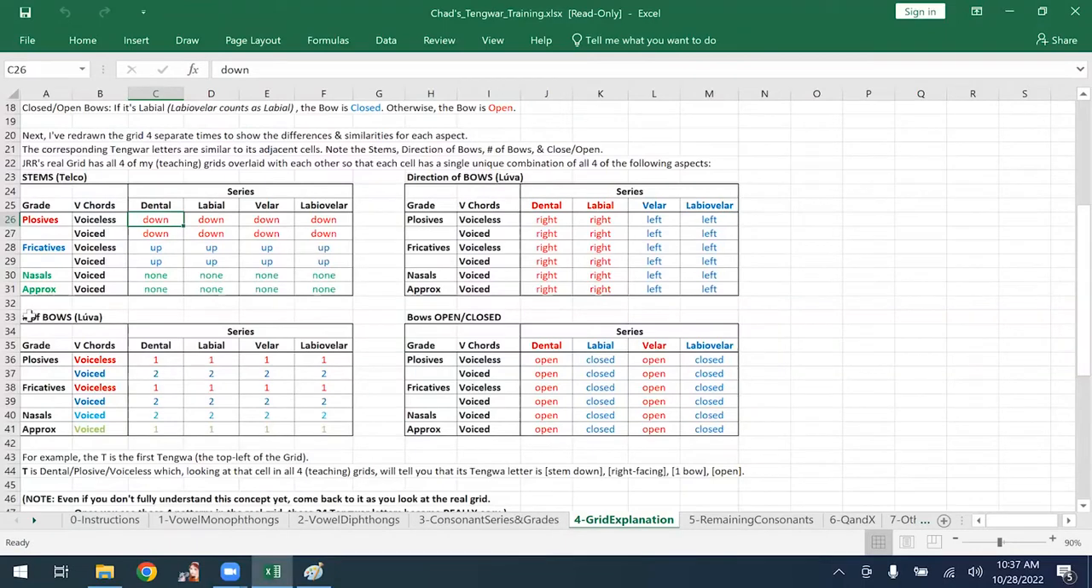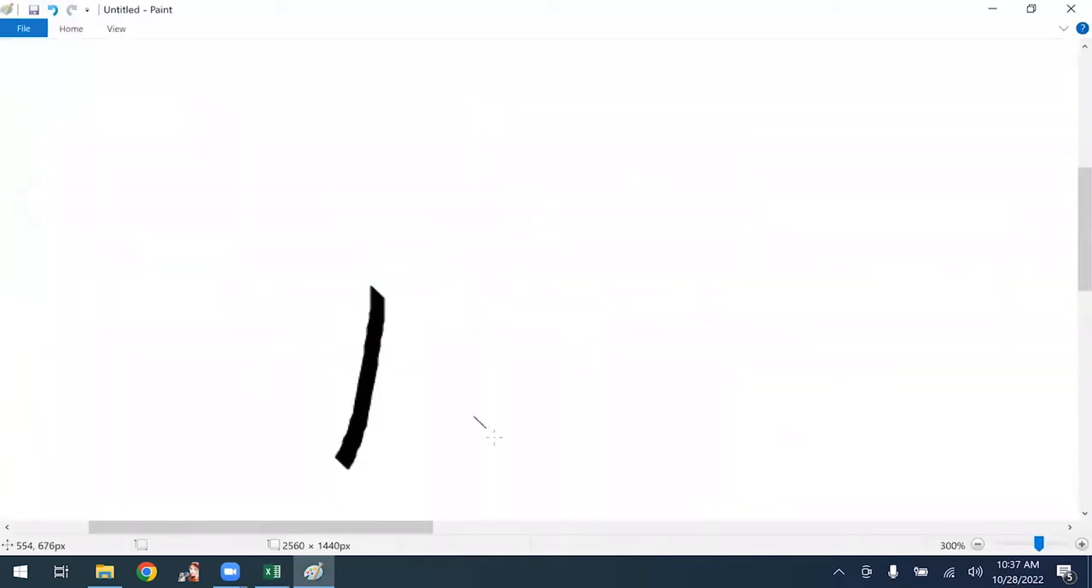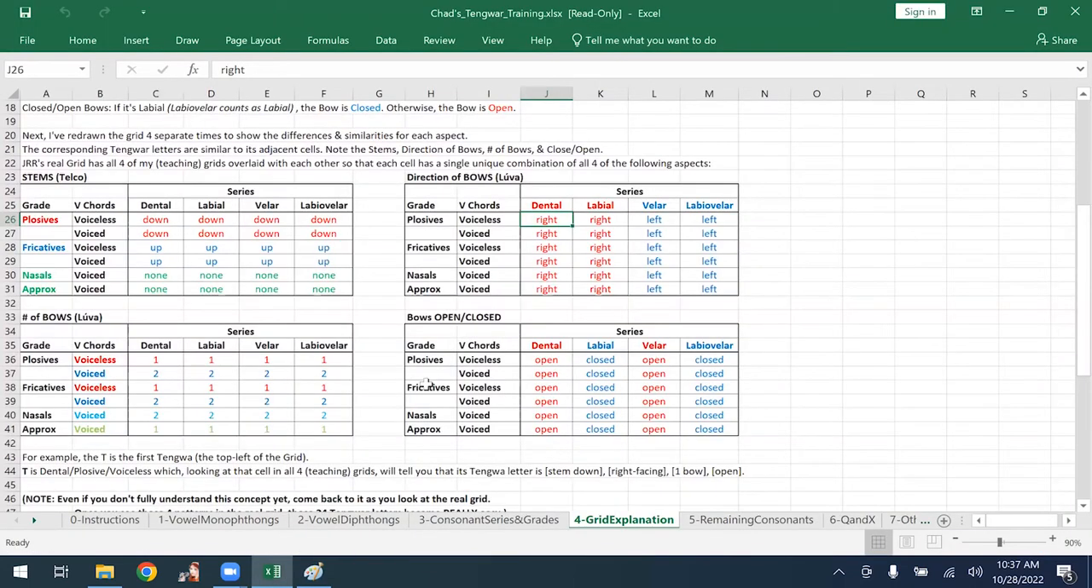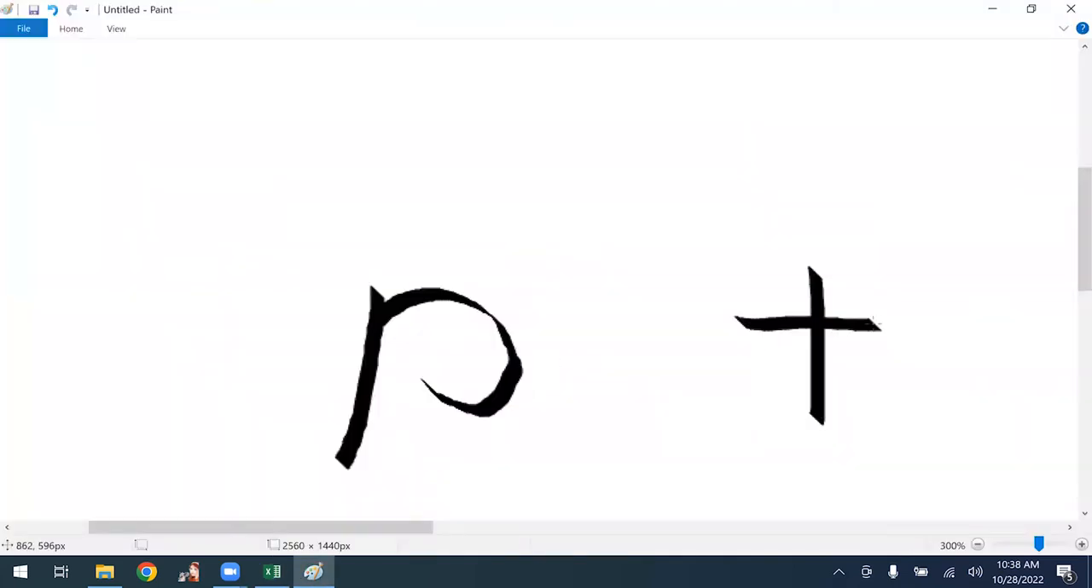Then, how many bows does it have? A bow is a luva. So dental, plosive, voiceless, it has 1 bow. And the bow for a dental, plosive, voiceless goes to the right. So it's 1 right-facing bow. Now the last thing, is the bow open or closed? Dental, plosive, voiceless is open. That means we're finished. That is a T. Get it? All right.